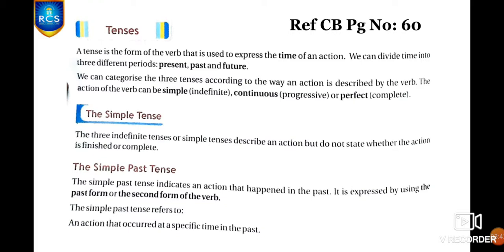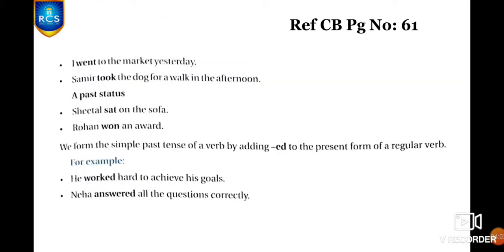The simple past tense indicates an action that happened in the past, and it is expressed by using the past form, or the second form, of the verb. The simple past tense refers to an action that occurred at a specific time in the past. For example, I went to the market yesterday. Samir took the dog for a walk in the afternoon. Or a past status: Sheetal sat on the sofa.